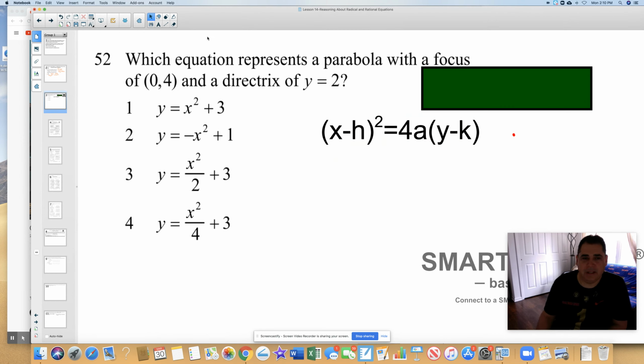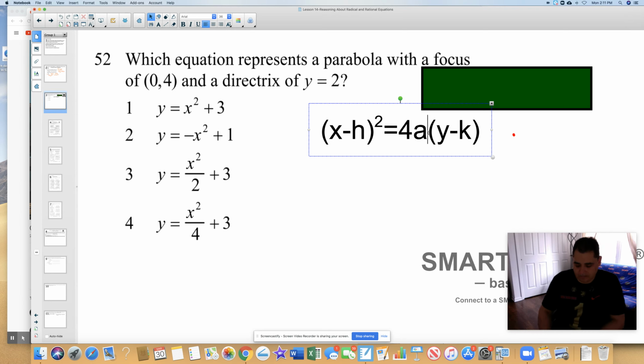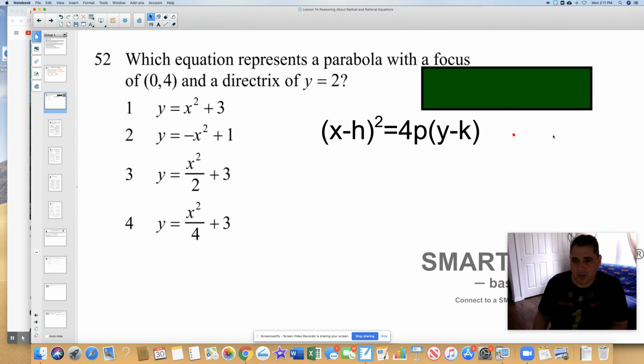Actually, we called it P, right? The P formula. Sometimes books use A, but we're going to be consistent and use P. I'm going to change that. Sorry about that. We called it the P formula. All right, so there it is.